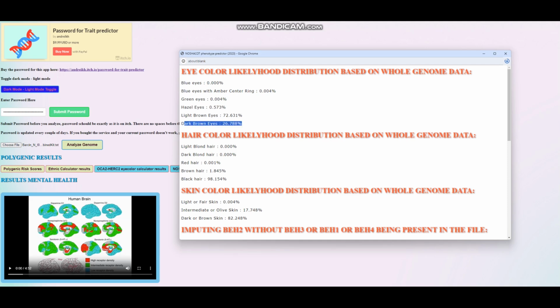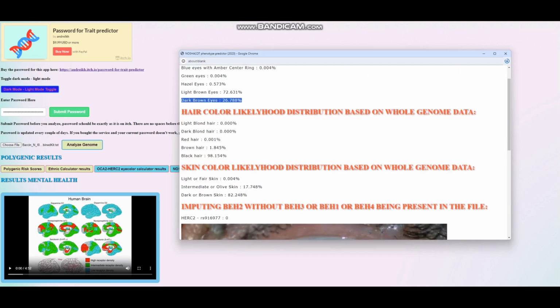Really, it's either light brown or dark brown eyes, but light brown eyes beats out dark brown a little bit by a couple percentage points. Actually, 3 times more likelihood of light brown than dark brown. However, dark brown eyes is still a possibility for him for sure.